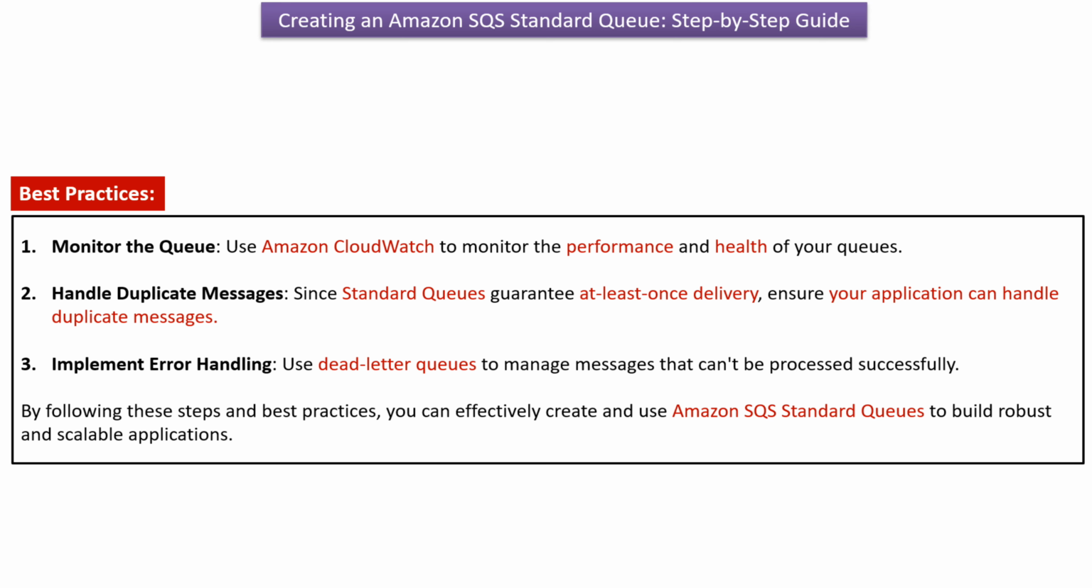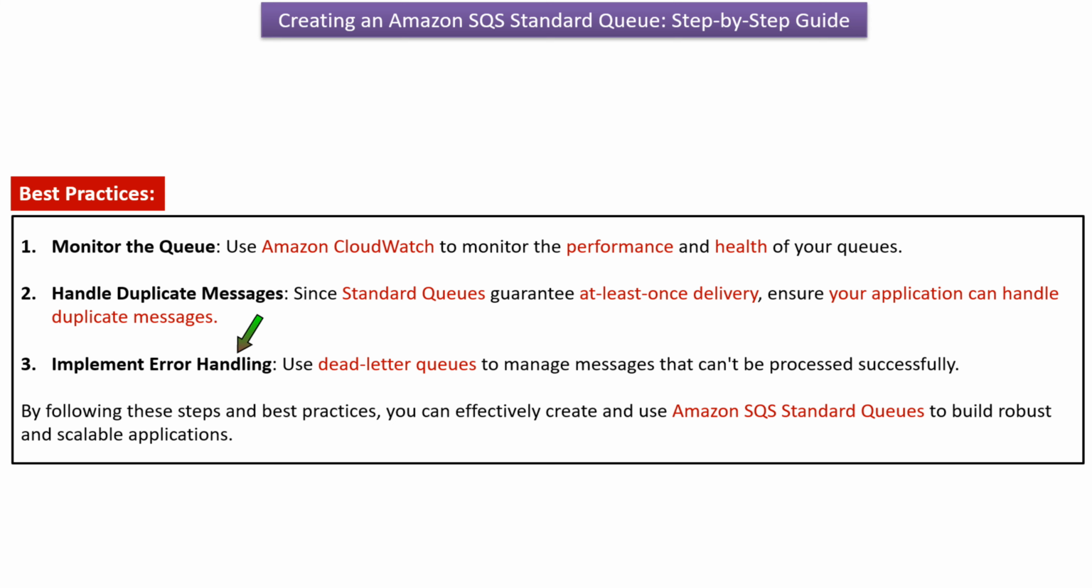Now we will see what are the best practices we have to follow. The first one is monitor the queue. Use Amazon CloudWatch to monitor the performance and health of your queues. Second one is handle duplicate messages. Since standard queues guarantee at least once delivery, which means it can deliver duplicate messages also, ensure your application can handle duplicate messages.